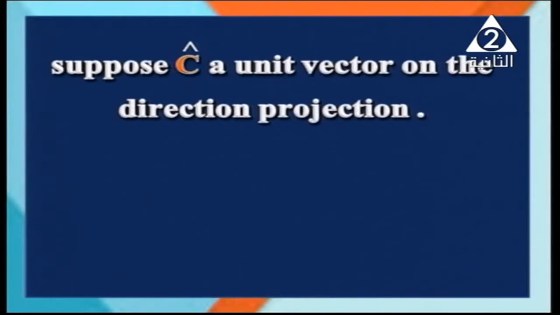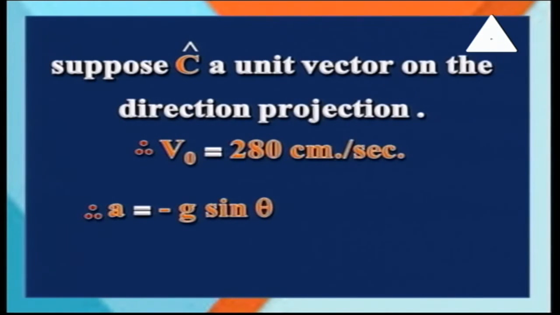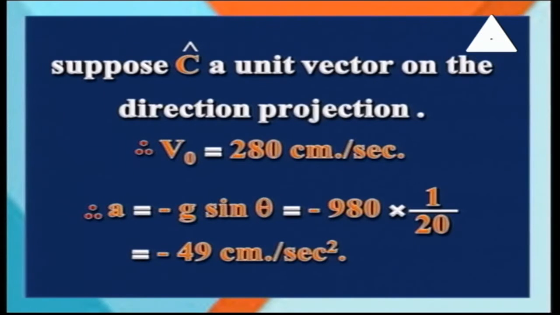My dear student, suppose C is the unit vector in the direction of projection, V0 equals 280 centimeter per second. Acceleration in this case equals negative g sine theta, negative 980. Why? Because mass is in gram and g is in centimeter. Sine theta is 1/20, so acceleration equals negative 49 centimeter per second squared. V0 is 280 centimeters per second, the velocity, and acceleration is negative 49.